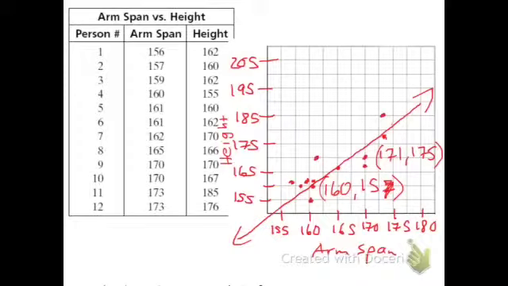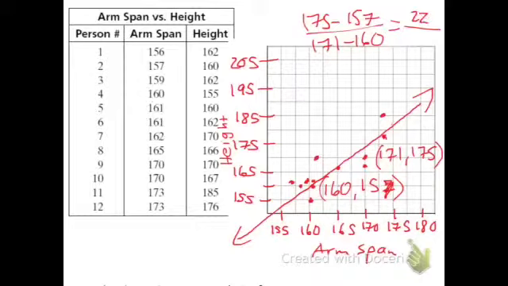So I need to get the change in y over change in x to get my slope. So I need to do 175 minus 157 over 171 minus 160, and that'll give me my slope. That's a change of 22 on top, and on bottom that's a change of 11. So I'm looking at a slope of 2. So I have a slope of 2, and if I just use one of those points in my equation, I can use it to get my actual equation. So I'll do y minus 175 equals 2 times x minus 171.